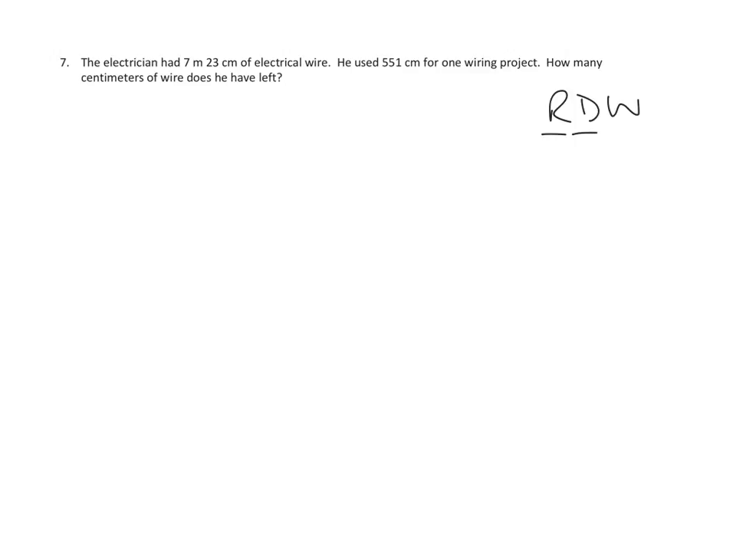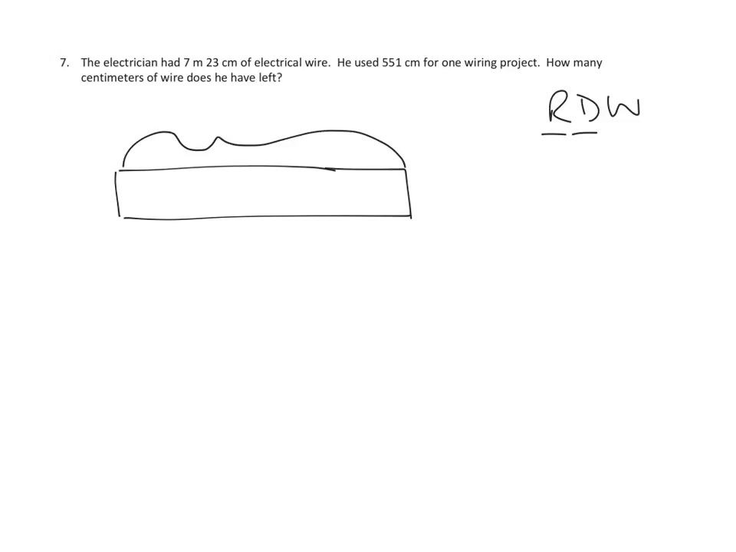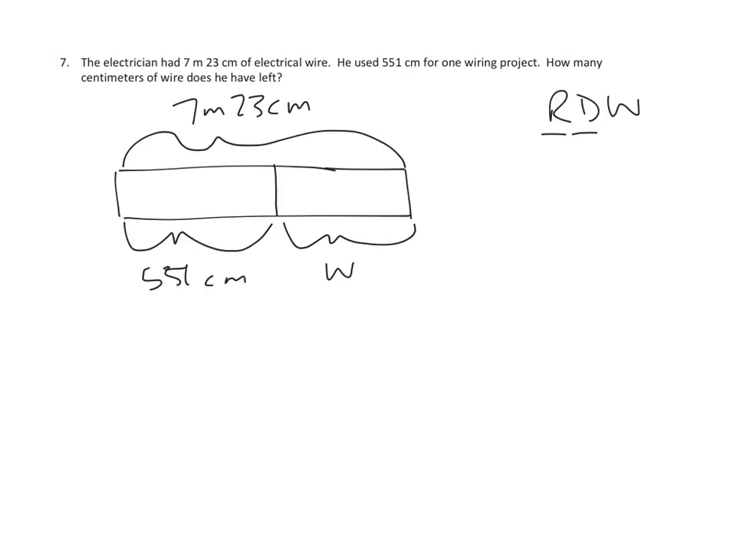Having read the problem, let's do a drawing. So we know that an electrician had a large amount of wire at the beginning. So we would think of this in our language as the whole amount. We know that he had 7 meters and 23 centimeters of wire overall, and that he used some of that wire. Specifically, he used 551 centimeters of wire already for one wiring project. And the question remaining is, how much wire does he have left? In our problems, we've been using letters as variables to represent the things that we don't know. Since this is the amount of wire, I'm going to use the letter W to represent what we don't know in this problem. So now that our drawing is done, let's figure out what our calculations would be.